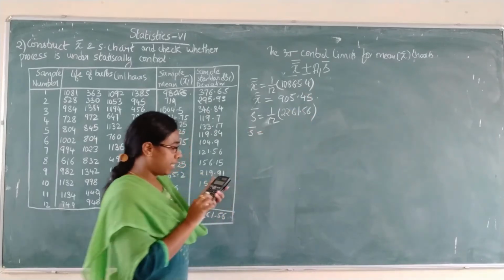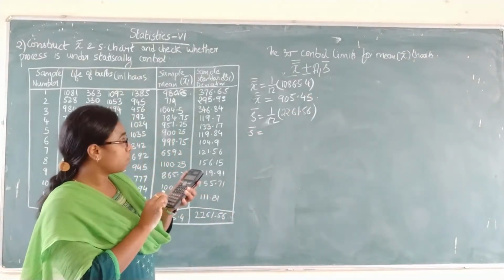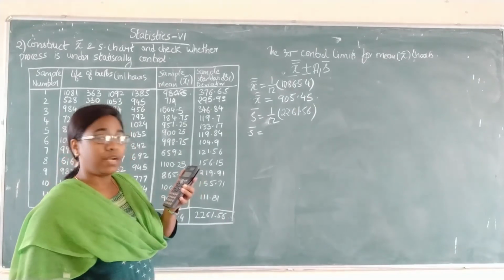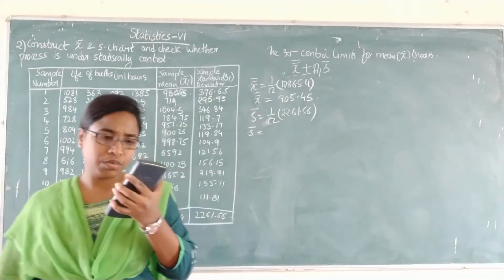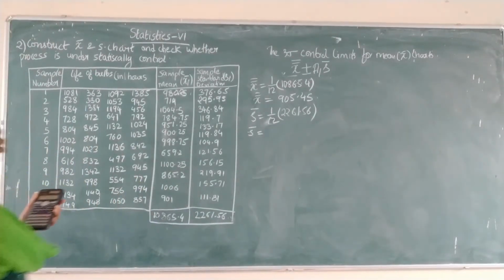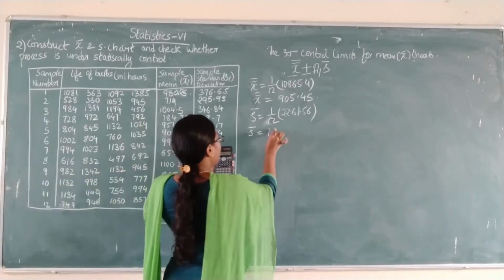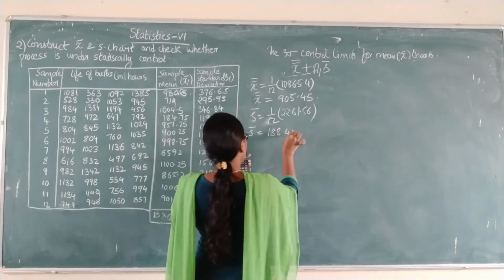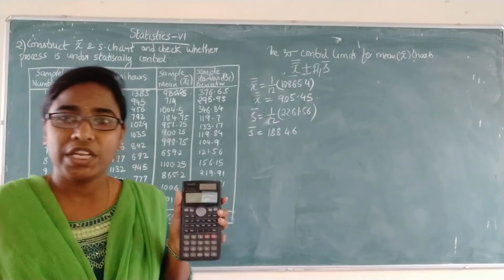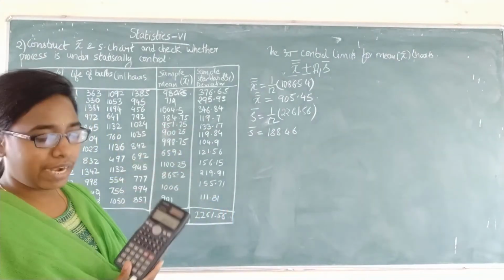Next, similarly find s bar also. So s bar is 2261.56 divided by 12, you will get 188.46. So write down the value of s bar also, 188.46. So these are the values for the mean chart, x double bar and s bar.